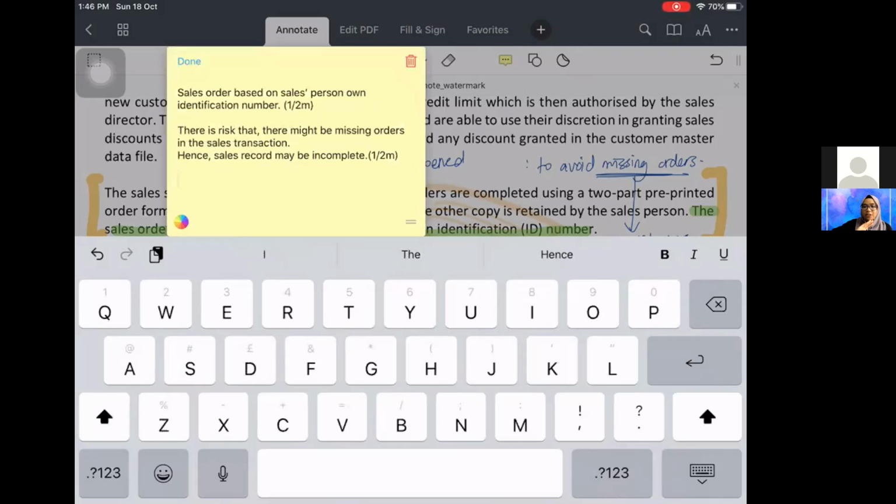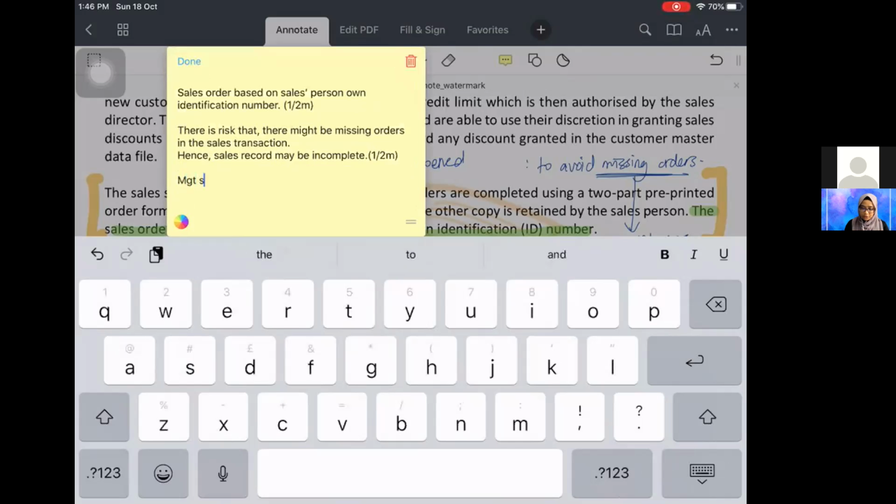Okay. We did not use any words such as under or overstatement. Instead, we use the assertion incomplete, completeness, because we want to differentiate our answer from the audit risk answer. Okay, that's the technique. Alright, so to write our recommendation, we start with management should.